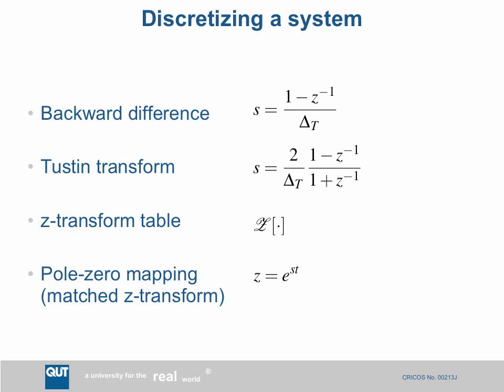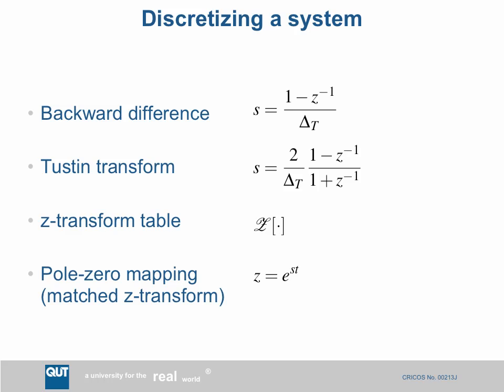We also talked about different ways of discretizing a system, and we've come up with a number of substitutions. The simplest one, which we came up with in the first lecture, is what's called the backward difference. We simply substitute s as (1 - z^{-1})/Δt. And z^{-1}, you'll recall, is the backward shift operator. It's an operator that delays a signal by a single time step.